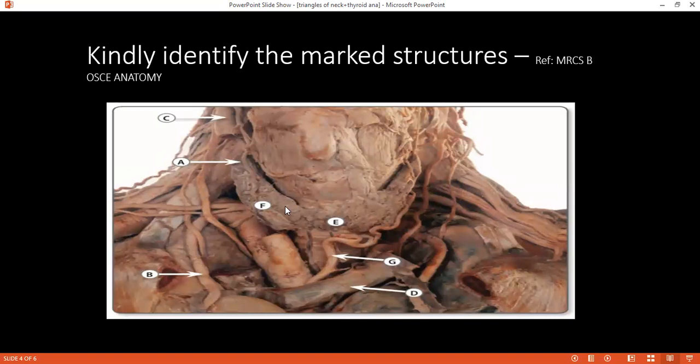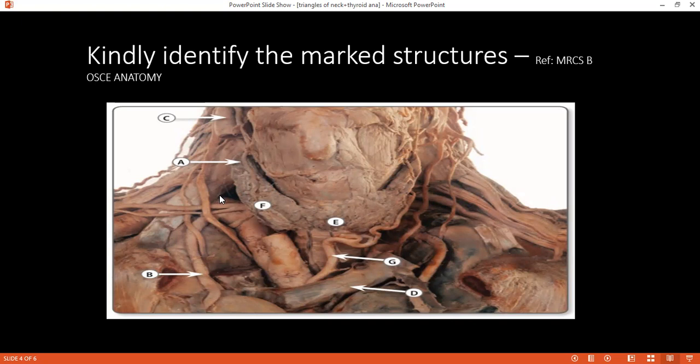How would you describe the anatomy of the thyroid gland? What are the parts of the thyroid gland? It has two lobes, right and left, connected together by the isthmus. Very good. What is the blood supply of the thyroid gland? The arterial supply is the superior thyroid artery, the inferior thyroid artery, and the thyroid ima artery. What about the venous drainage? The superior, middle and inferior thyroid veins.